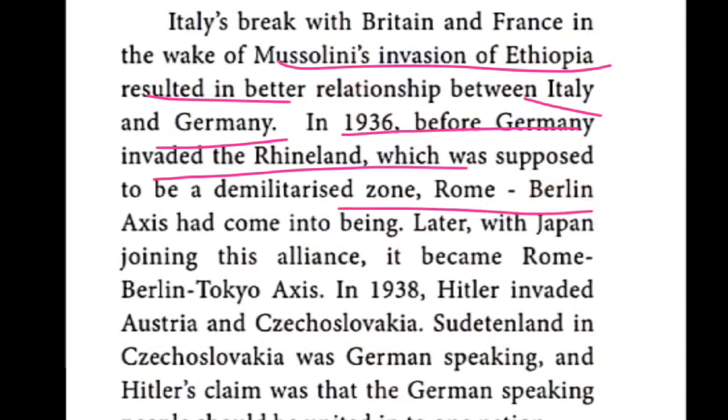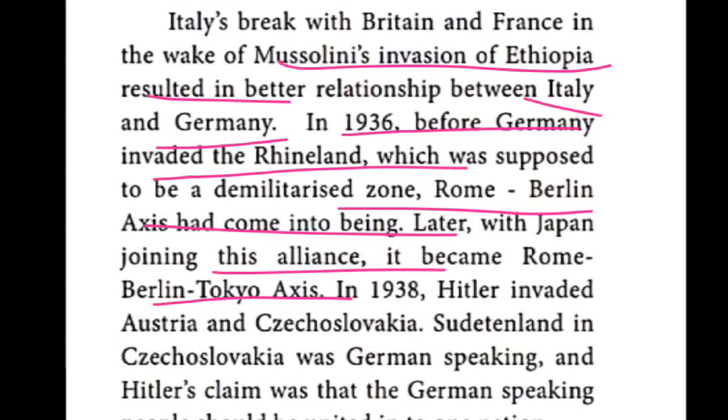Germany had a relationship with Italy like that, and that's how the Rome-Berlin axis came into existence. Later, Japan also joined this alliance. So it became the Rome-Berlin-Tokyo axis.